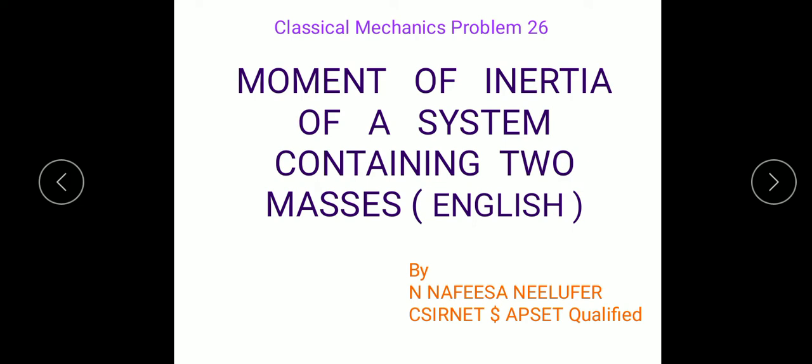Let's see another classical mechanics problem. This problem is related to the topic moment of inertia. Here we are going to find the moment of inertia of a system containing two masses. The system consists of two masses, and regarding that, we are going to find the moment of inertia. So that is the problem.